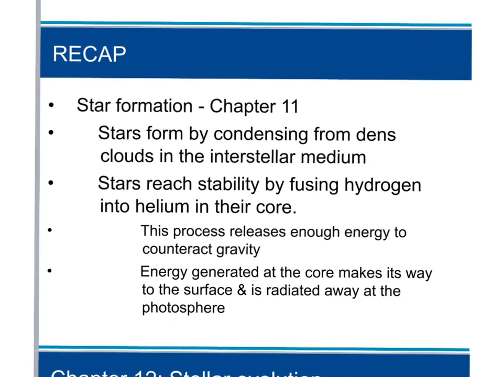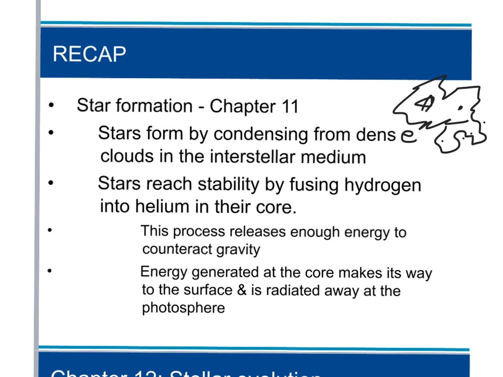Like we said, Chapter 11 was star formation. Stars form by condensing from dense clouds in the interstellar medium. So we have planets and stars and a bunch of stuff, and then we have all this interstellar medium around here that we use through everything. That interstellar medium is really what gives birth to a star. And once a star is born, it continues to grow, obviously just like children do.